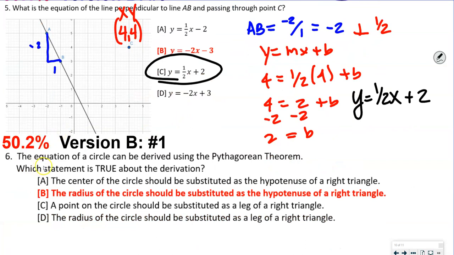So number 6 says the equation of a circle can be derived by using Pythagorean's theorem. So once again, the center of the circle should be substituted as the hypotenuse of a right triangle. That's only a point. The radius of the circle should be substituted as the hypotenuse of a right triangle. That's our answer. A point on the circle should be substituted as a leg of a right triangle. It's only a point again. The radius of the circle should be substituted as the leg of the right triangle. So no, it's the hypotenuse, okay? So we talked about this a lot in class.